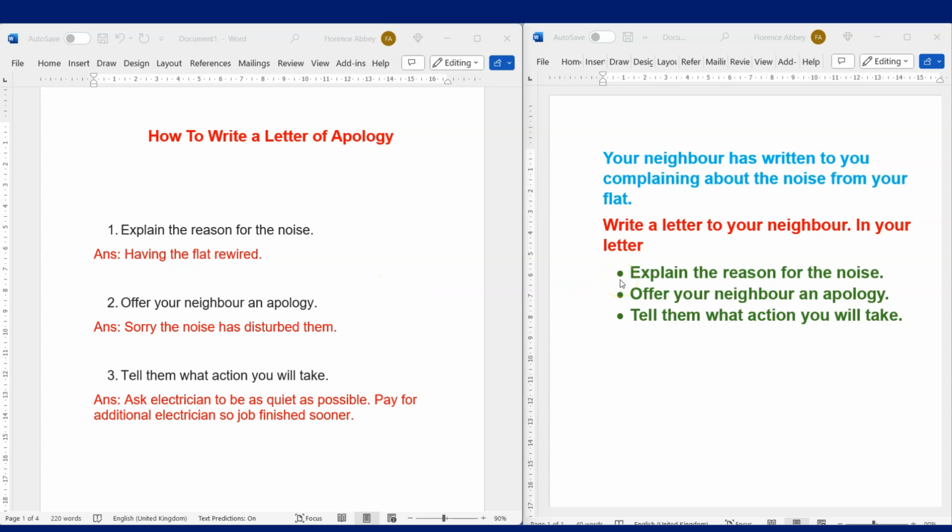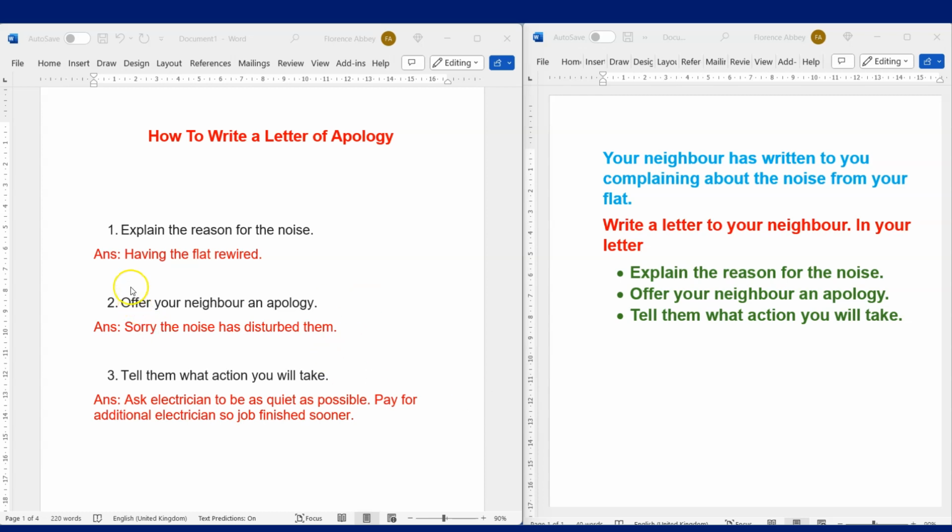So what are you going to say for the reason? What are you going to explain? When it comes to explaining the reason for the noise, what will you write? Why do you think there is a noise in your flat? And how would you offer your neighbor an apology? And also you have to tell the neighbor what action you will take. So what action will you take to reduce the noise or to stop the noise?